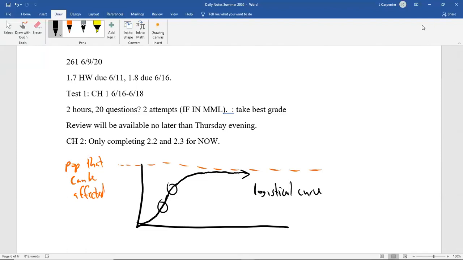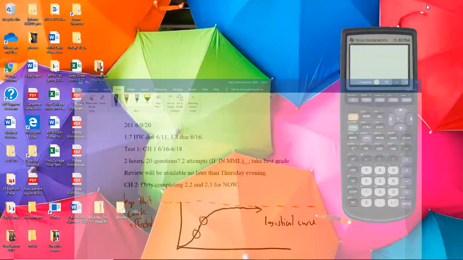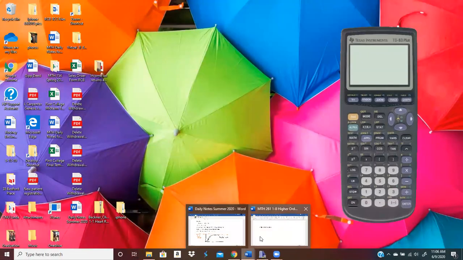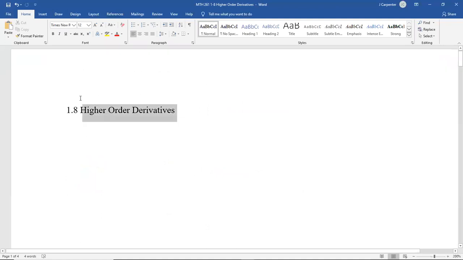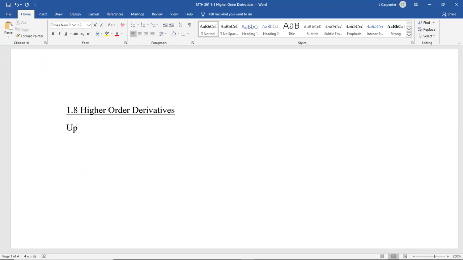But before we get into chapter 2, dealing with exponentials and logarithms and how the calculus is involved with them and their formulas, let's get into 1.8. That is higher order derivatives. The last section that will be tested on for test 1, higher order derivatives. So up to this point, we have been finding first derivatives only.